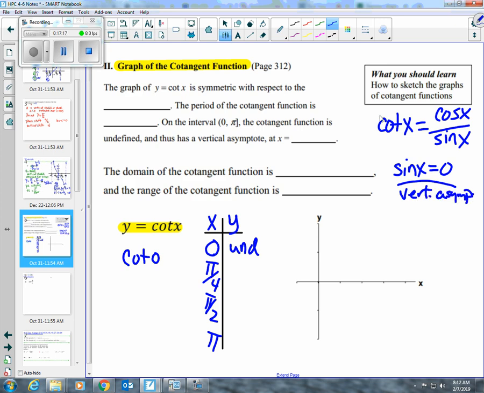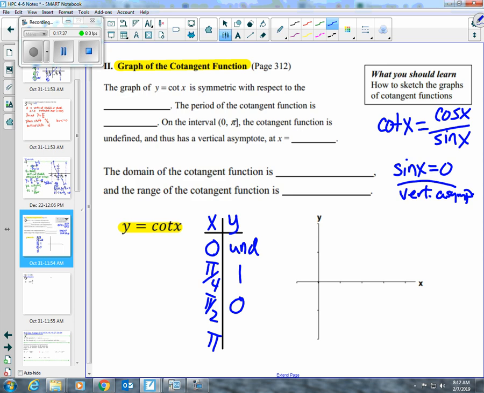All right, how about pi over 4? Well, tangent of pi over 4 is 1. So that means cotangent at pi over 4 is the reciprocal of 1, which is still 1. Pi over 2, tangent of pi over 2 was undefined. So that means cotangent at pi over 2 is 0.